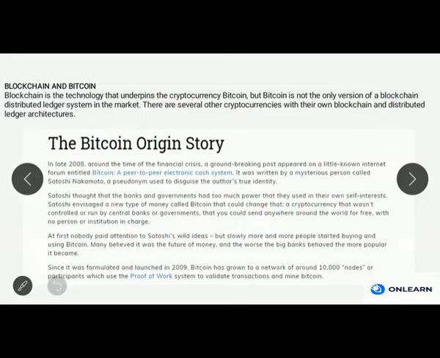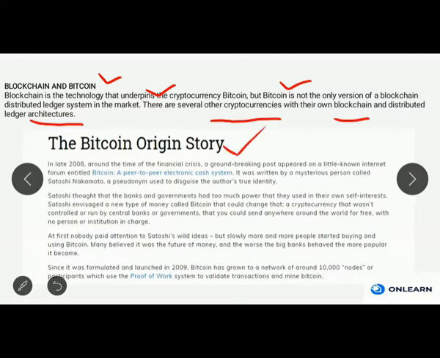Now, what is the difference between blockchain and Bitcoin? Blockchain is the technology that underpins the cryptocurrency Bitcoin. So, Bitcoin works using this technology of blockchain. But Bitcoin is not the only version of a blockchain distributed ledger system in the market. There are several other cryptocurrencies with their own blockchain and distributed ledger architectures. So these kinds of currencies are known as cryptocurrencies, and Bitcoin is just an example of such a cryptocurrency that uses the blockchain technology.